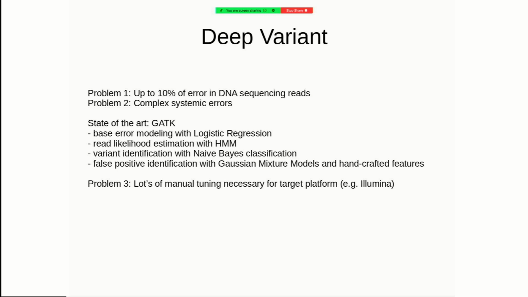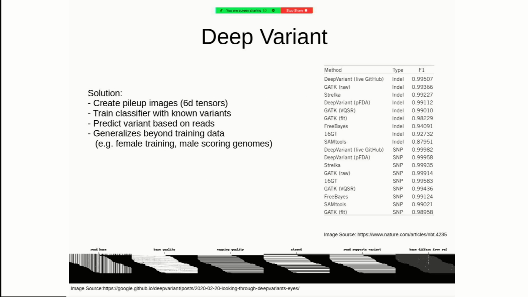So what's done in DeepVariant is you transform those into 6D tensors. It's more like an image processing pipeline, and you train the classifier with already confirmed and known variants, and basically that hidden knowledge of the true biological variants is then reflected in the neural network and is used for training.